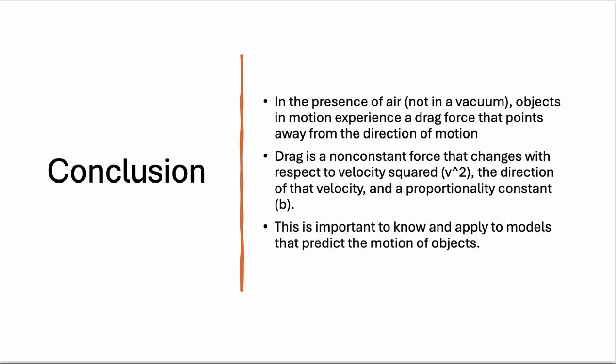So in conclusion, in the presence of air, not in a vacuum, objects in motion experience a drag force that points away from the direction of motion. Drag is a non-constant force that changes with respect to velocity squared, the direction of that velocity, and a proportionality constant b. This is very important to know and to apply to models that predict the motion of objects.